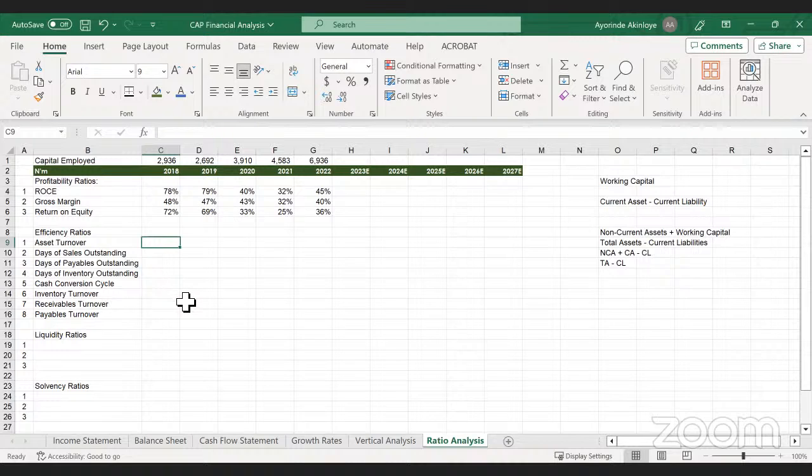Now, remember what I told you. I said asset turnover is basically how efficiently a company is using its assets to generate revenue, right? So how efficiently is that company using assets to generate revenue? And the formula that we use to calculate asset turnover ratio is basically the total revenue or total sales divided by average total assets. There's a reason why we say average total assets. Let me explain to you the reason why.